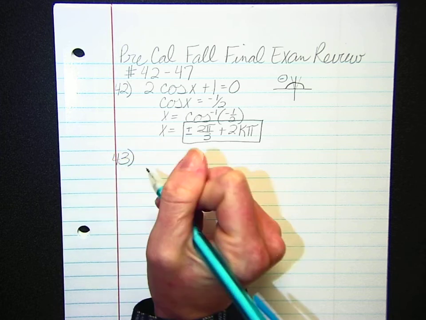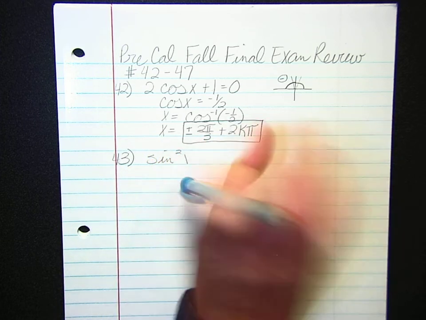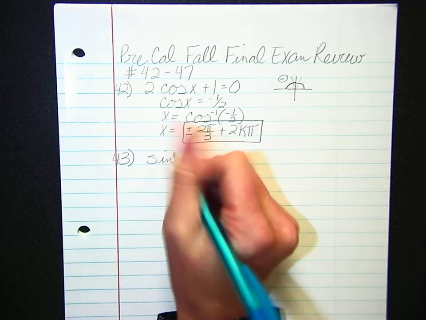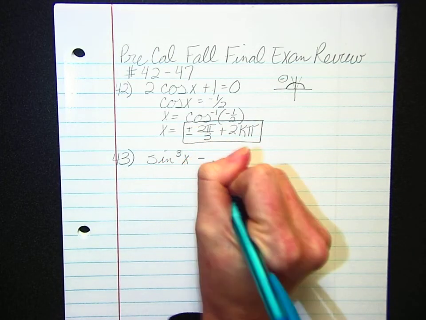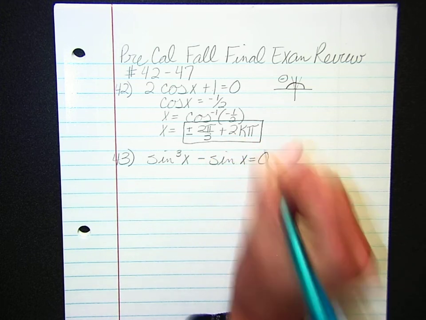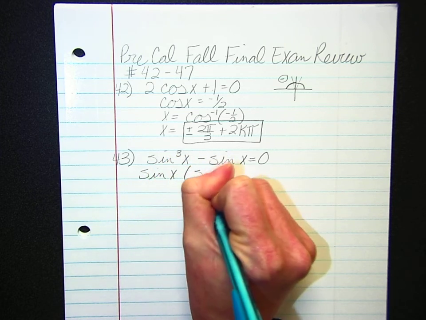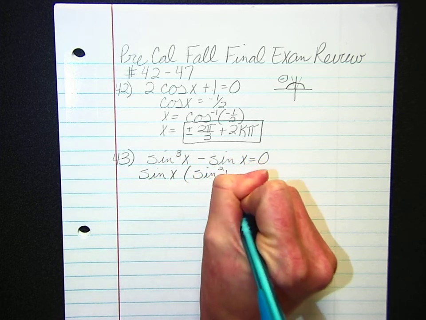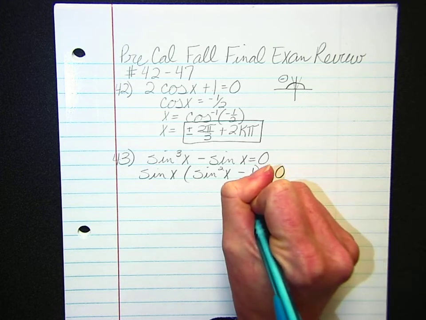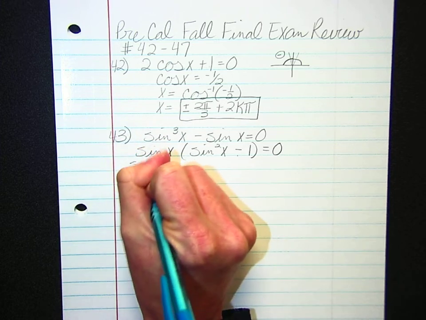All right, on 43, we start off with sine cubed x is equal to sine x. So I'm going to start by moving that sine x over to the left by subtracting it over. Then I'm going to take out a common factor of sine, and that's going to leave me with sine squared minus 1. Now a couple of different options here. You could take this and set it equal to 0 and use a square root. Don't forget to use your plus or minus on that.